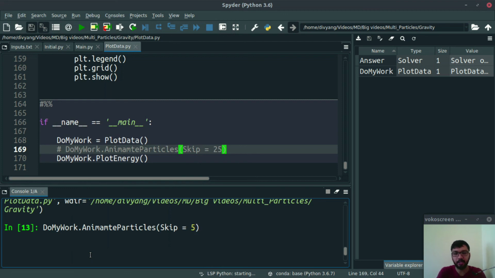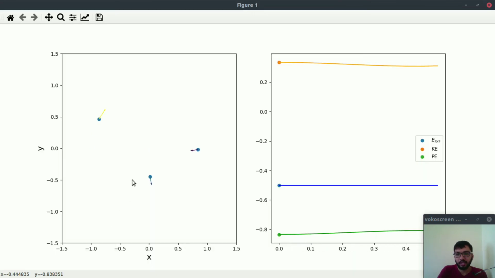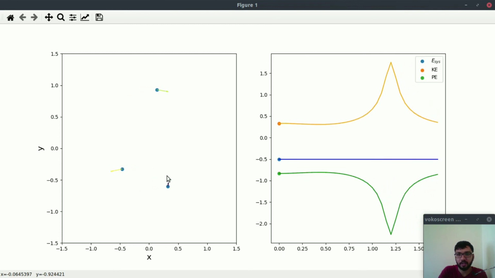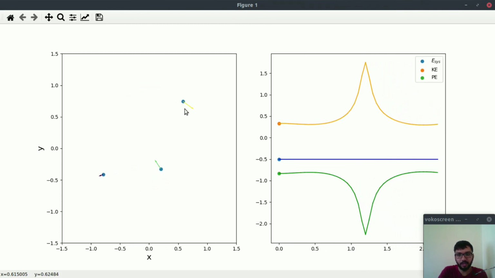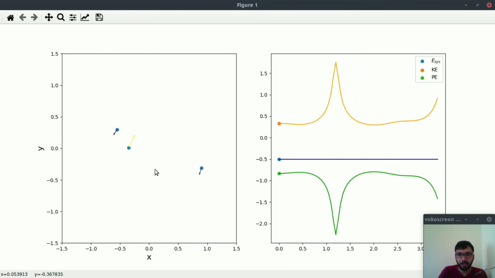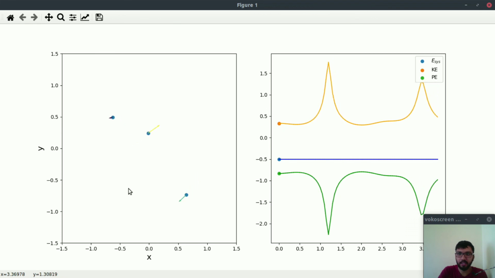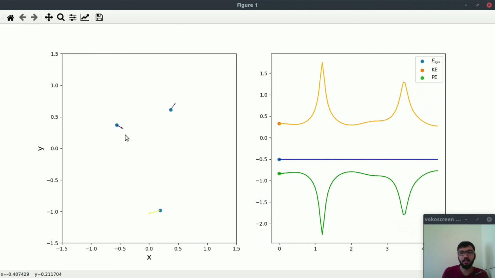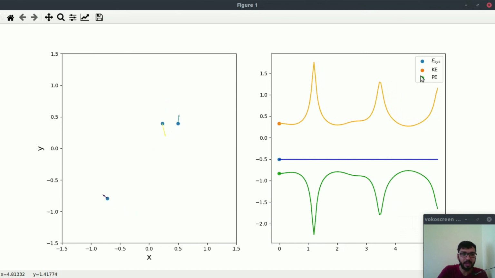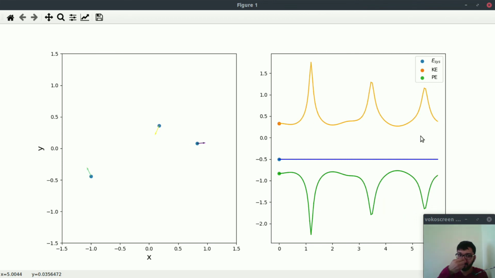Okay, let me skip 50 data points. Okay, so this particle was initially at rest. And this one is moving in a kind of circular path. And we have another peak here. So as we can see here, whenever these two particles come closer to each other, we have a spike in our kinetic energy. So this ends the simulation.